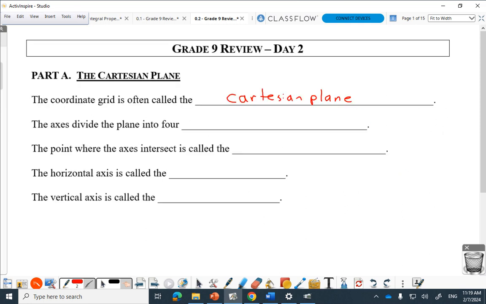Cartesian plane. So his name was René Descartes. Cartesian. He was French. The axis divides the plane into 4 quadrants. The point where the axes intersect is called the origin. Did you see the word origin in grade 9? Doesn't matter if you did or not. Here it is. Here's the word. It's called the origin.